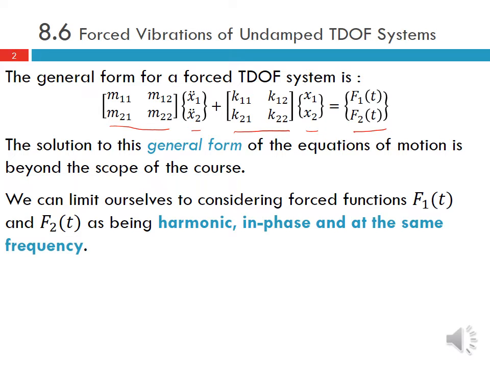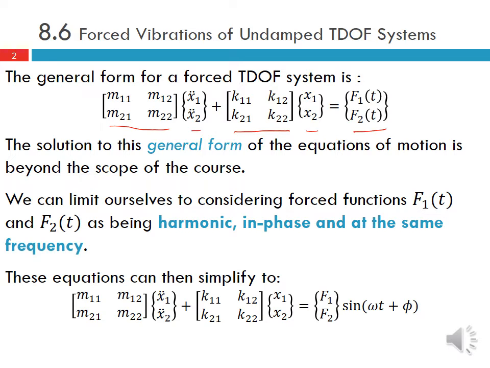However, we can limit ourselves to considering forcing functions, F1 of t and F2 of t, as being harmonic, in phase, and at the same frequency. So then these equations can simplify to the expressions here, where instead of generally F1 and F2 of t, we've got amplitudes F1 and F2 multiplied by sine omega t plus phi, if the forces are harmonic, in phase, and at the same frequency as each other. Or we can write this in a more compact form.